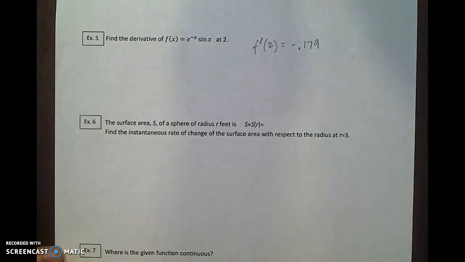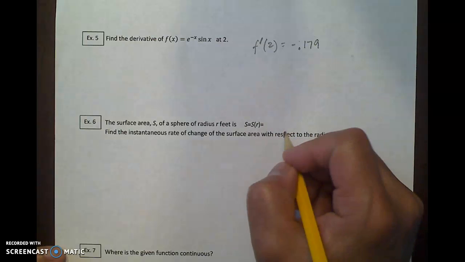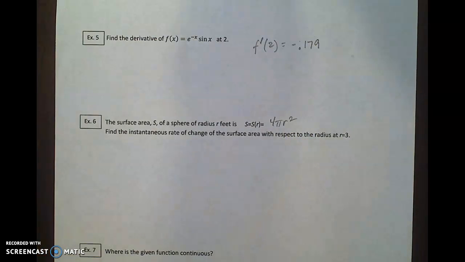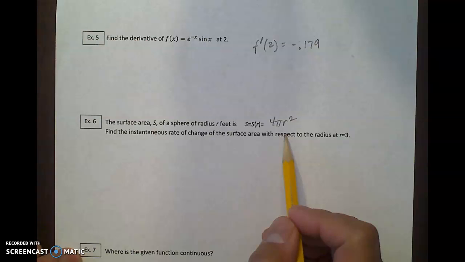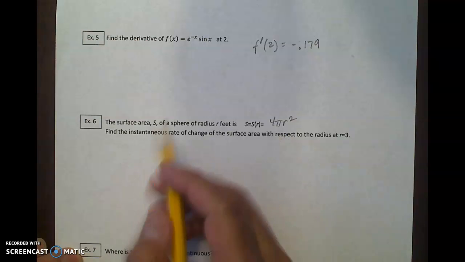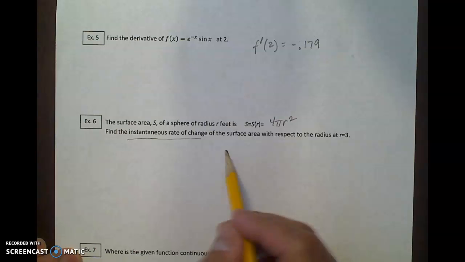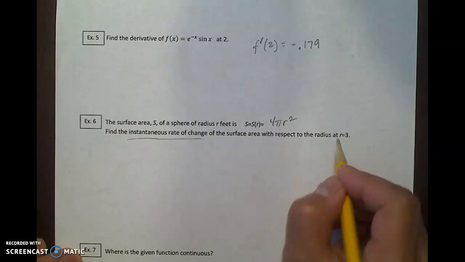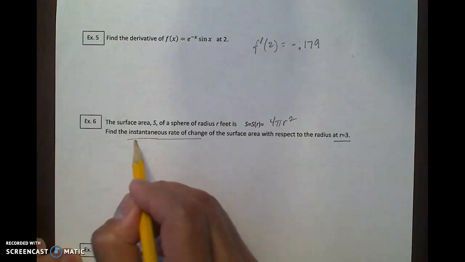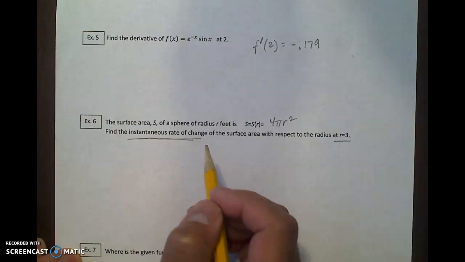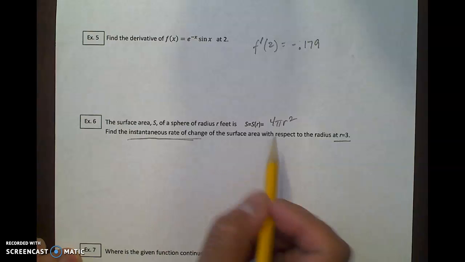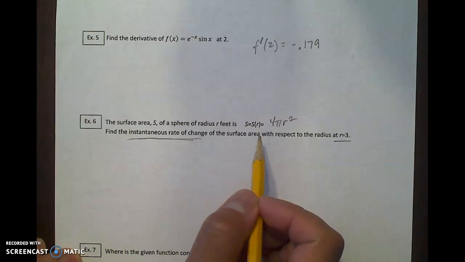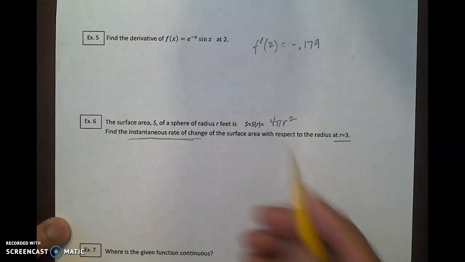Let's finish up with this last example here. It says the surface area of a sphere of radius r feet is given by, we don't have the function here. The formula for surface area of a sphere is 4 pi r squared. It says find the instantaneous rate of change of the surface area with respect to the radius at r equals 3. Again, instantaneous rate of change means derivative. So let's use our shortcut here and first find the function's derivative.